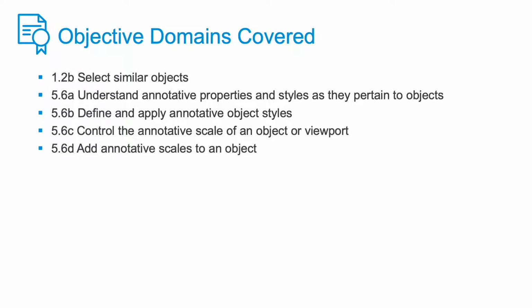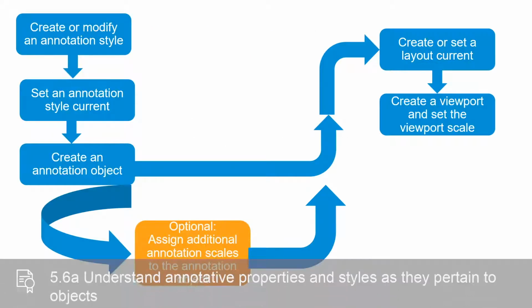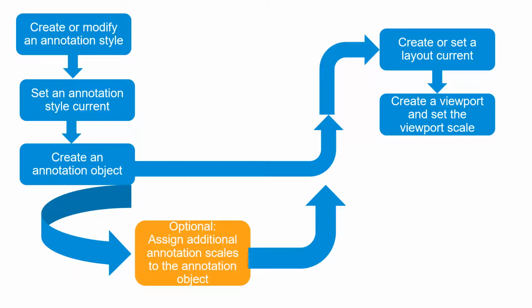Annotation objects are defined by specifying a paper height or scale, and then the annotation scales at which they should be displayed for. An annotation object can have multiple scales assigned to it, and each scale representation can be moved independently. Each viewport on a layout is assigned an annotation scale.